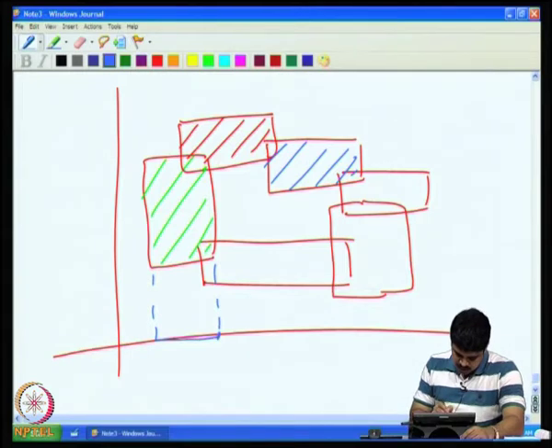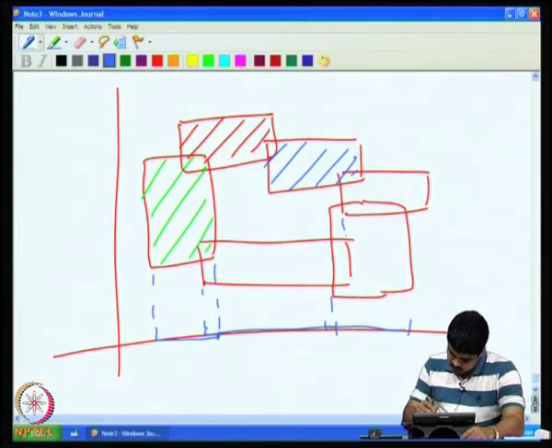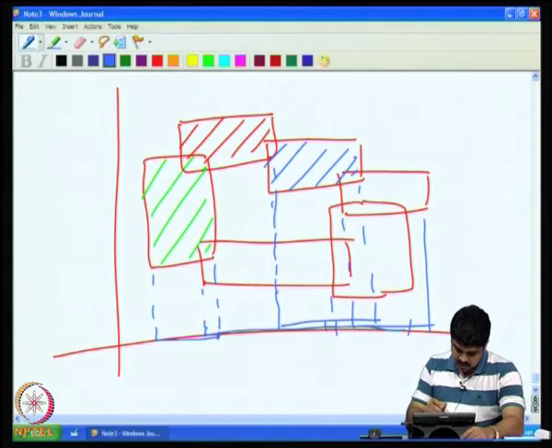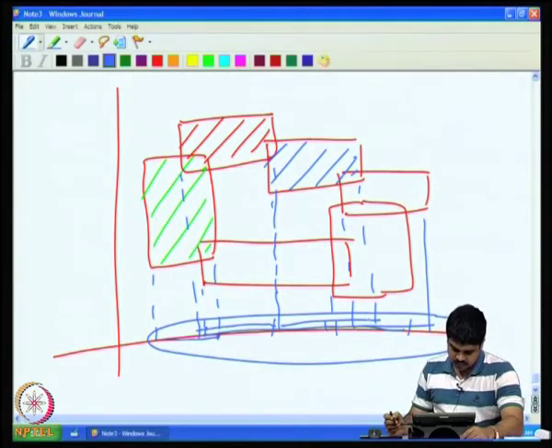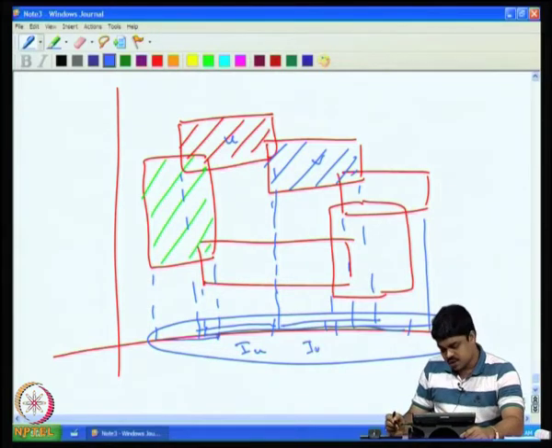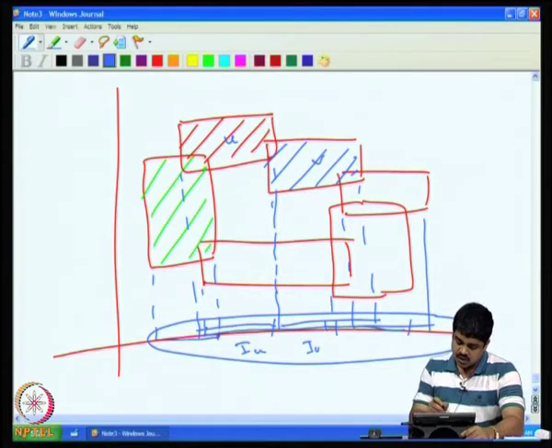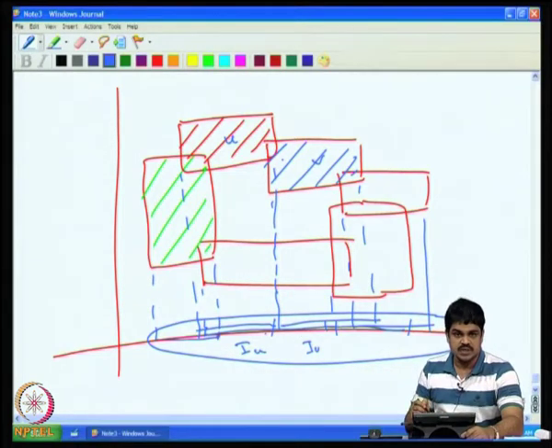If you take the projections of each rectangle onto the corresponding axes, we will get an interval graph. Suppose this is a vertex u; when you take the projection you get an interval corresponding to u, I_u. Similarly, the projection of this one gives an interval I_v. Now, whenever two rectangles intersect, the corresponding projections should also intersect.